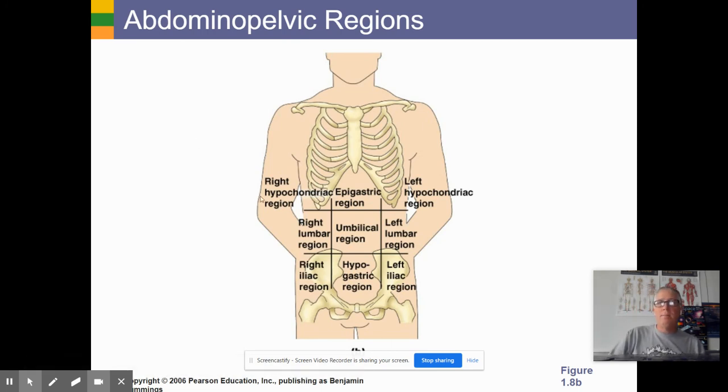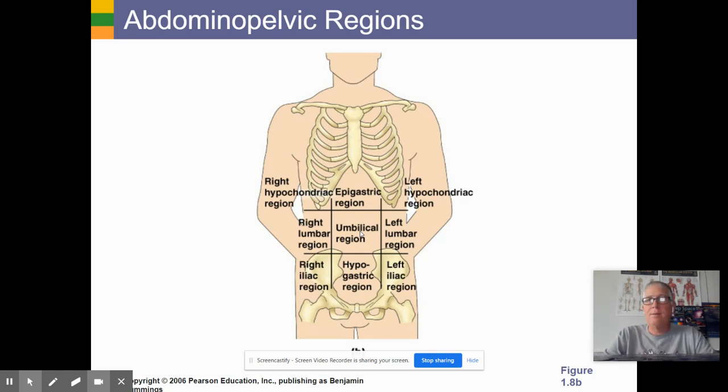We have the right and the left hypochondriac regions, the right and left lumbar regions, the right and left iliac regions, the epigastric and the hypogastric, and the umbilical region. How in the world am I going to remember this? We'll talk about that in class.